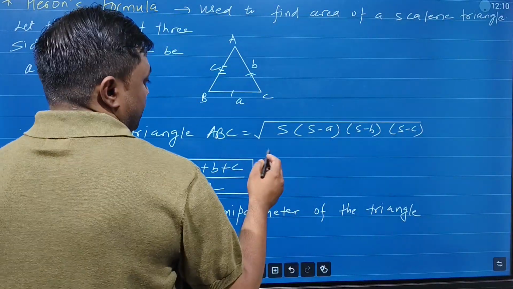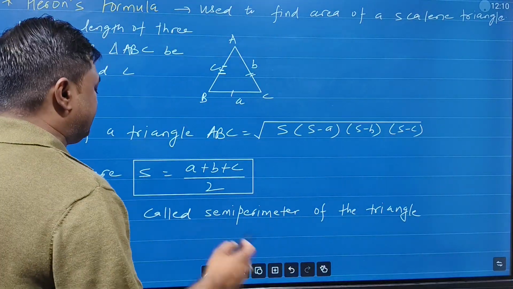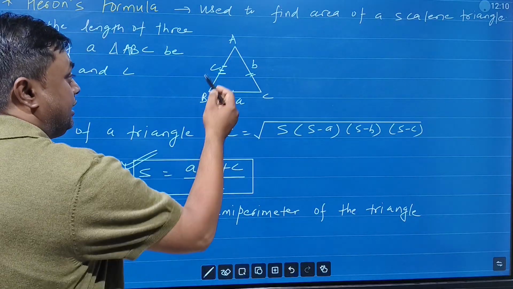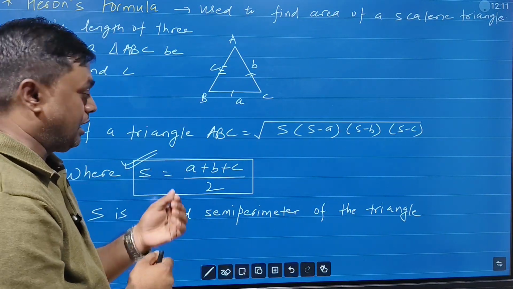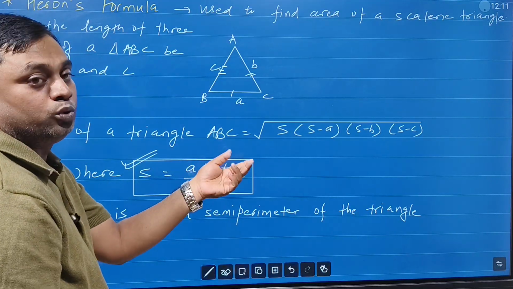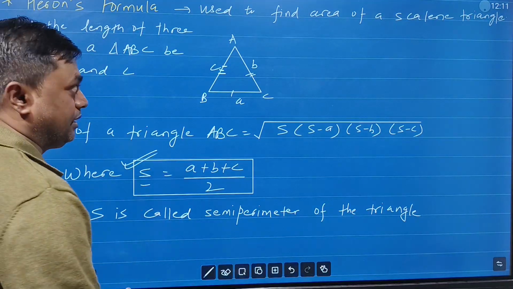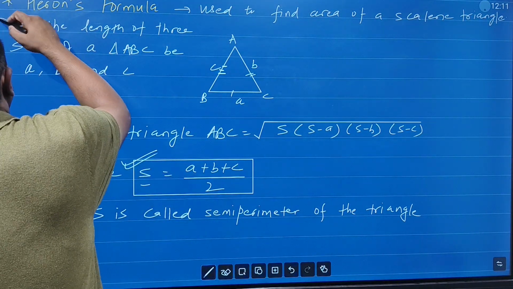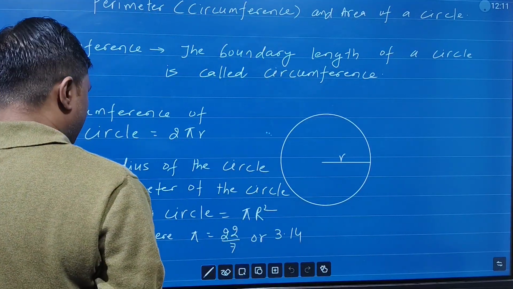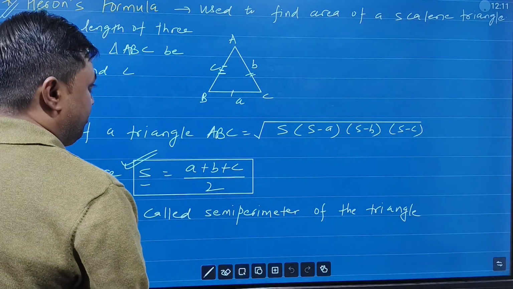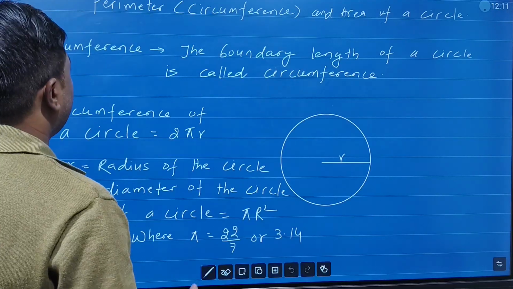Area of a scalene triangle is root under s into (s minus a) into (s minus b) into (s minus c). What is s? s is the semi perimeter, that is (a plus b plus c) by 2. a plus b plus c is the perimeter, so (a plus b plus c) by 2 we are considering as s. It is called the semi perimeter. So Heron's formula is very, very important. This Brahmagupta formula was recently added in our 9th grade textbooks. Heron's formula was there only.